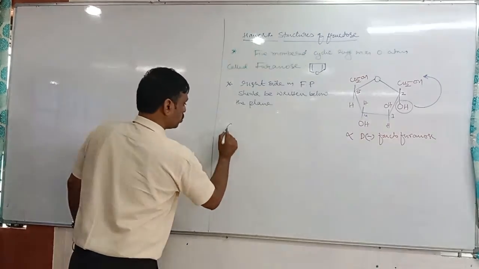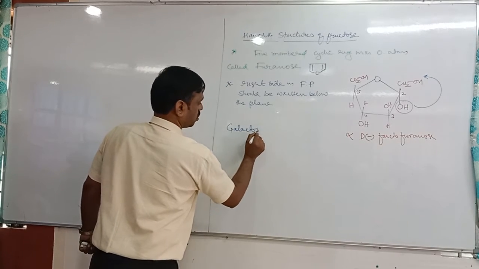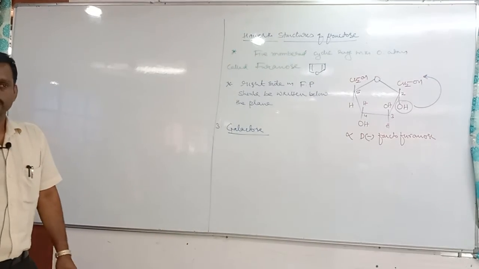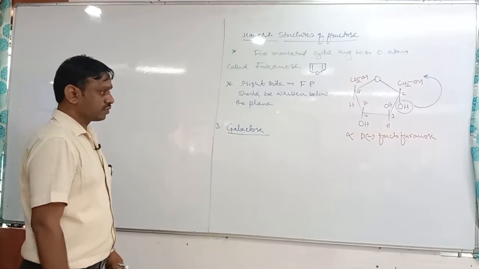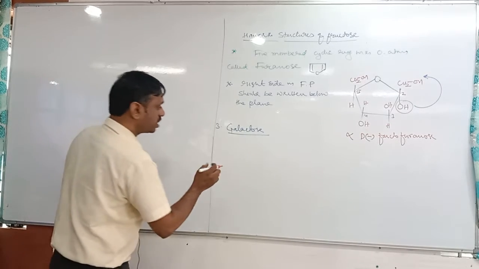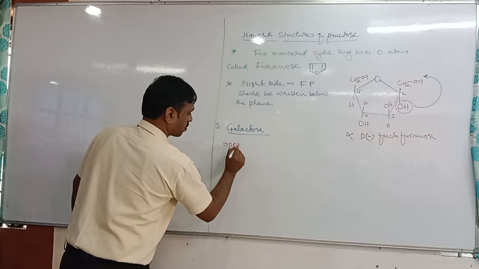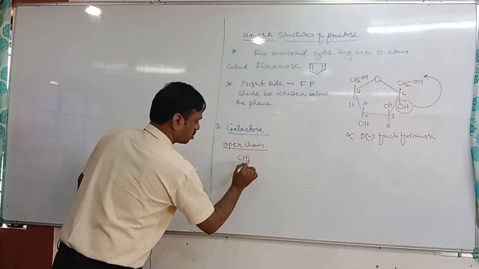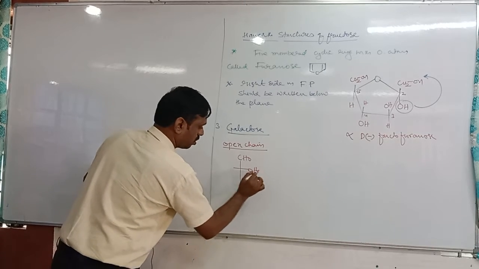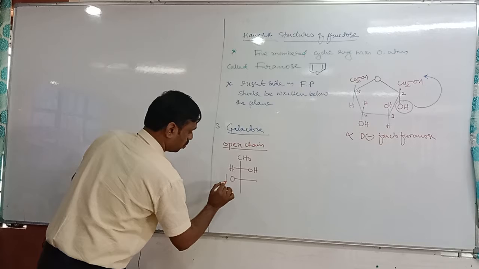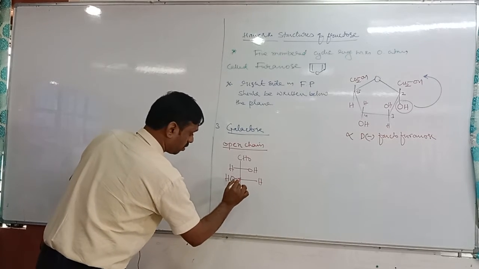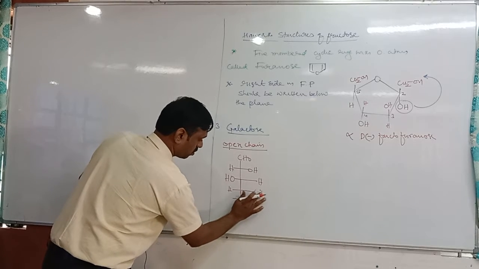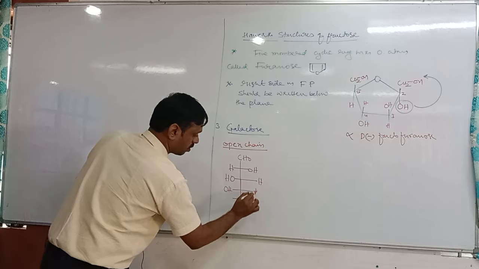Next is galactose. The third monosaccharide is galactose. Tell me, what is the open chain structure of galactose? In the open chain, the first carbon is aldehyde, the second carbon OH, the third carbon like glucose. But what about the fourth carbon? The fourth carbon OH is on the left side. That is different.